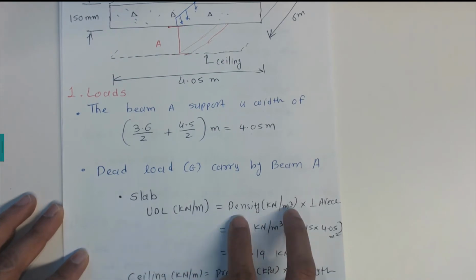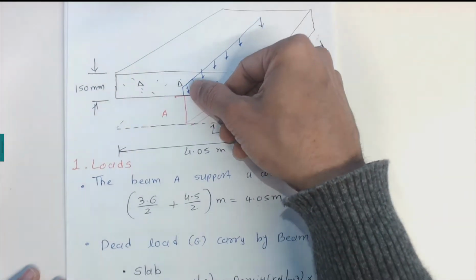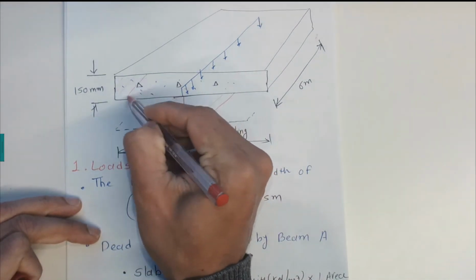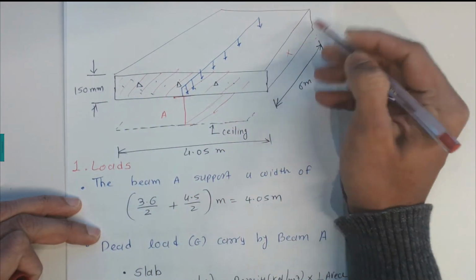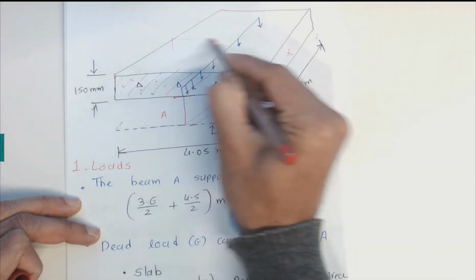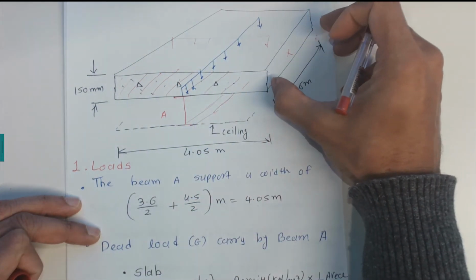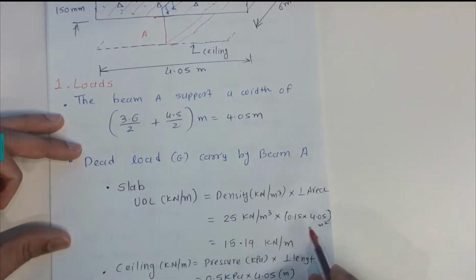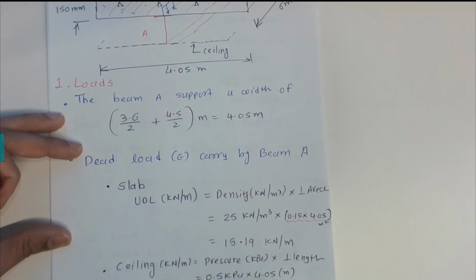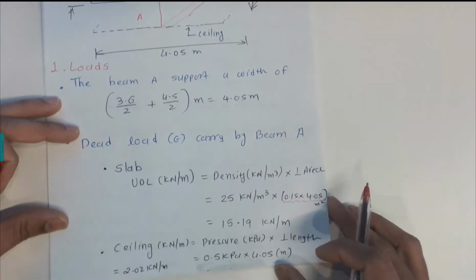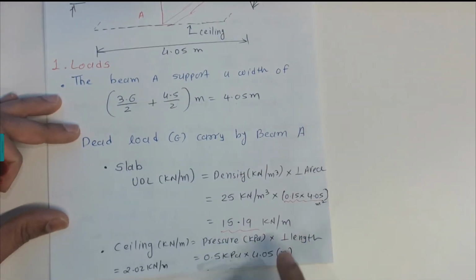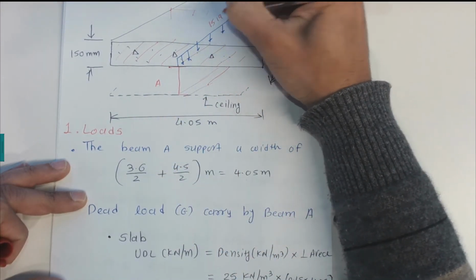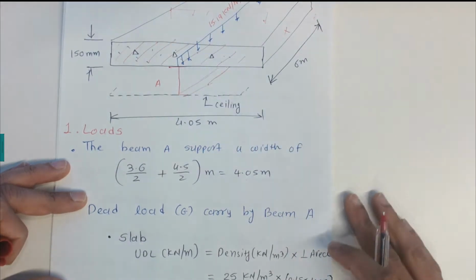We need to find the UDL, so density times the perpendicular area. As you can see, the UDL is coming on here, so the perpendicular area that we consider is this one. Please note, we are not taking this area because that is parallel to the UDL. We need to take this area, which is 4.05 times 0.15. That is the perpendicular area, 4.05 times 0.15, which gives us 15.19 kilonewton per meter. This number tells me that the slab is putting a 15.19 kilonewton per meter UDL onto the steel beams.